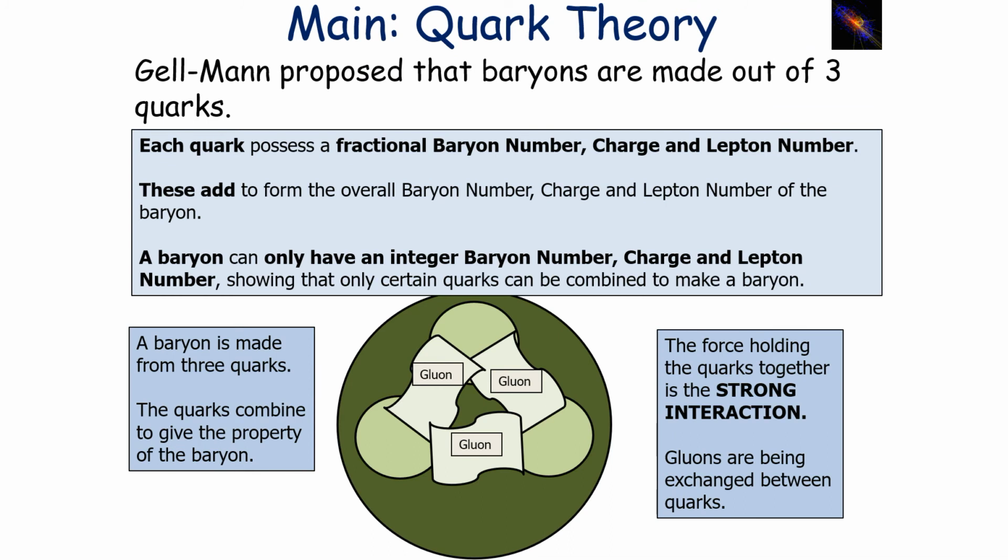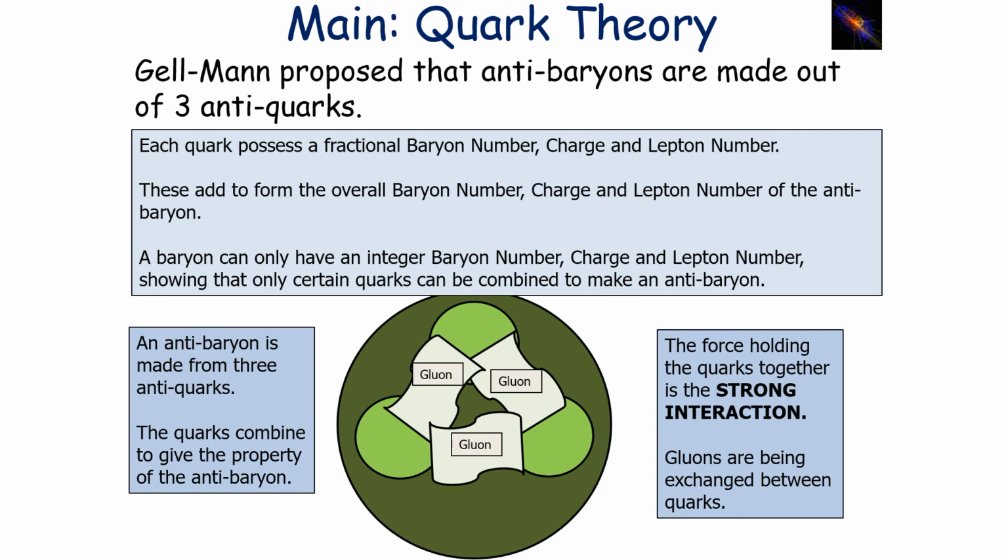So Gell-Mann proposed that baryons are made from 3 quarks. Each quark possesses a fractional baryon number, charge and lepton number. These then add to form the overall baryon number, charge and lepton number of a baryon. Now a baryon can only have an integer baryon number, charge and lepton number. There are only certain combinations of quarks that can combine to make a baryon. Now it's important to note the same for antibaryons, and the force holding the quarks together is the strong interaction, so gluons are constantly being exchanged between the quarks to produce this.